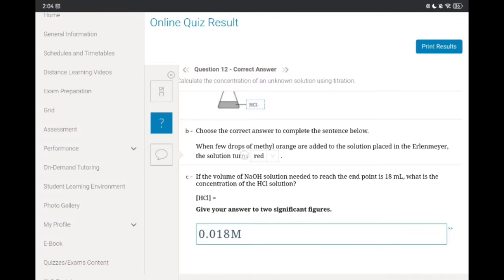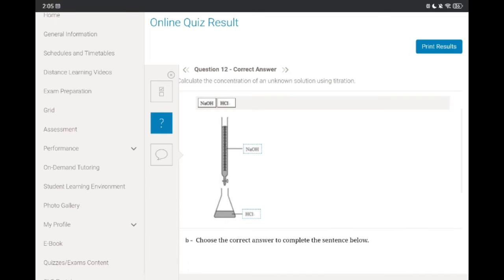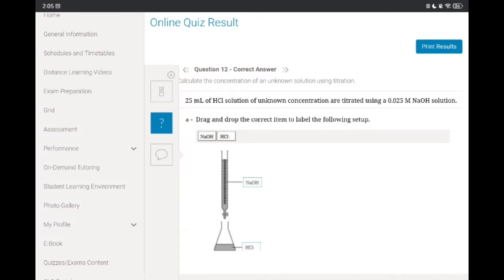They're asking, if you put a few drops of methyl orange in this one, what color does the solution turn into? Not even in the Erlenmeyer, my bad. When a few drops of methyl orange are added to the solution placed, whatever this one is, it's going to be red. You have to memorize that. And then for the last part, write everything down that's given.